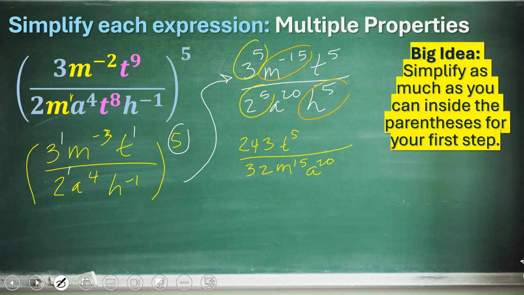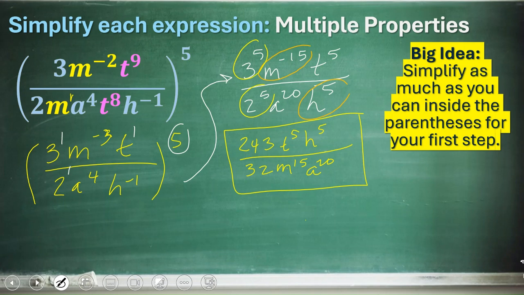And then we have h to the negative 5. So we're going to change its location from the denominator to the numerator. And when we do that, that negative exponent becomes positive. All right, this is the simplified exponential expression.